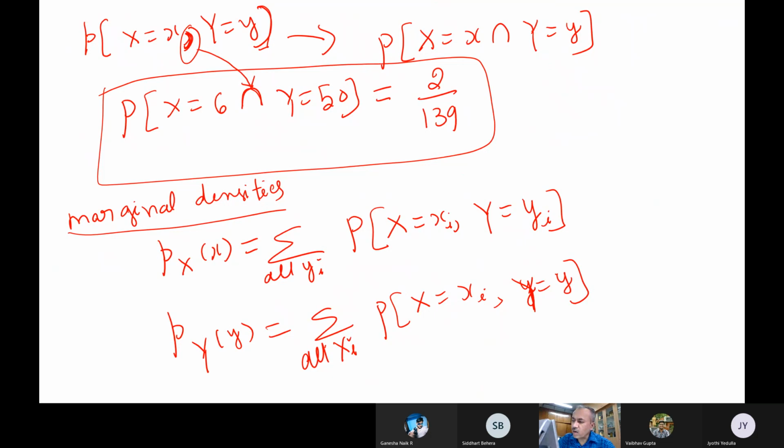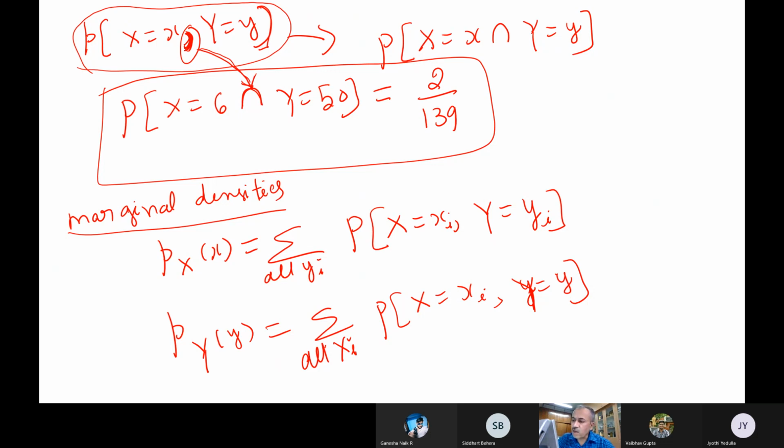As already I told you, our notation will be like this: P of X equal to x, Y equal to y. We write the comma operator basically. This comma operator indicates intersection. That is the meaning of this expression. So this is how you can construct the joint distributions, the joint densities, for discrete cases.